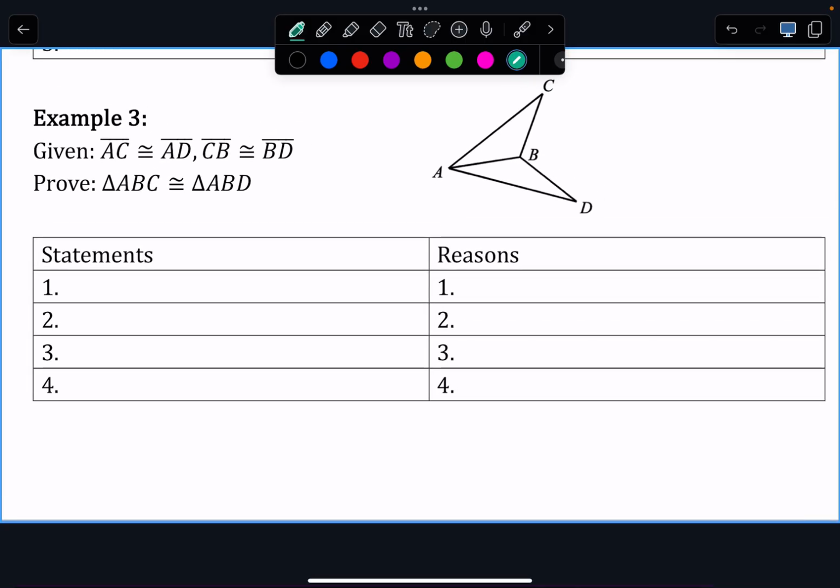In example 3, go ahead and write in the given and mark it on your diagram. If you don't mark your diagram, I'm disappointed. I'm thoroughly disappointed. Let me get this twisted one back.